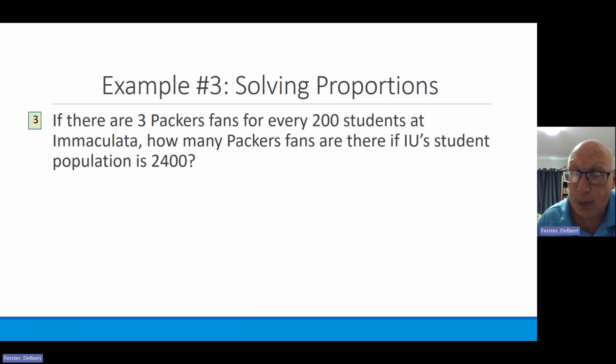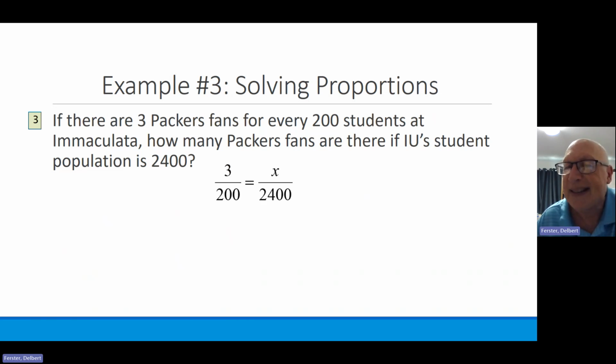A lot of times proportions walk into the midst of word problems. So the good news is here we found Packer fans at Immaculata. So as a Packer fan, I feel at home. I feel kinship. The problem says there are 3 Packer fans for every 200 students, and the student population is given at 2,400. So there's the lovely little proportion for us.